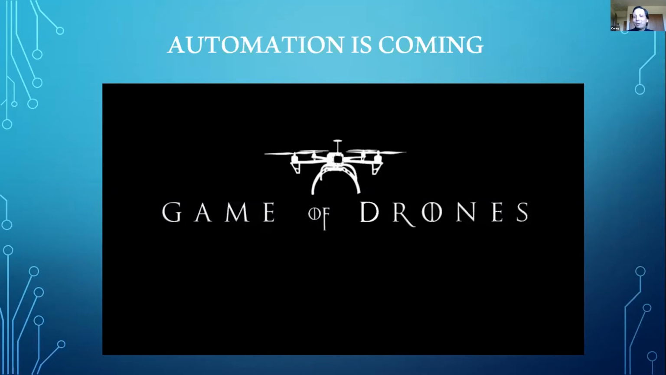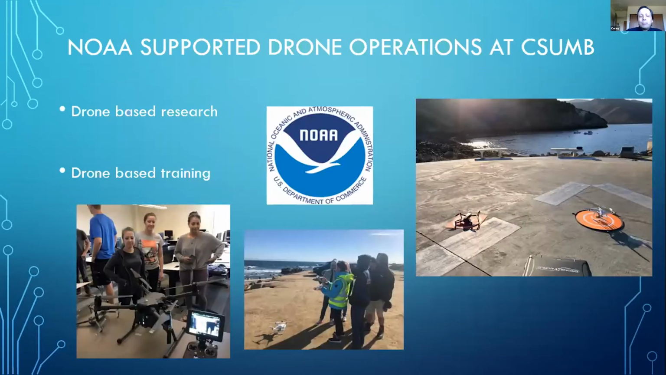One of the things that we have to face is that while historically we have used a lot of manual methods like quadrats and meter tapes, we also have to be ready to integrate these automated approaches like drones. So what I'm going to talk about in the rest of the presentation today are NOAA-supported drone operations at CSUMB. These tend to focus on two main areas on our campus, both drone-based research and drone-based training, and this can include the training of graduate students as well as in-class training.